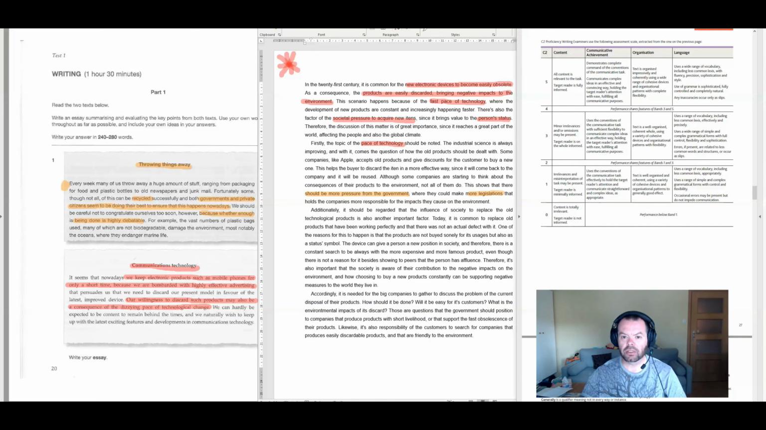Okay, so this to me seems only connected with the second text. For example, here it's common to replace old products that have been working perfectly.